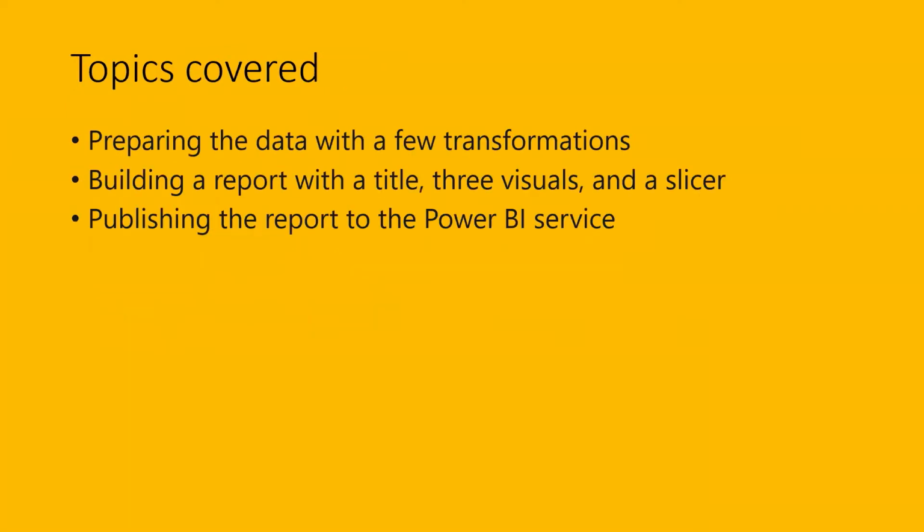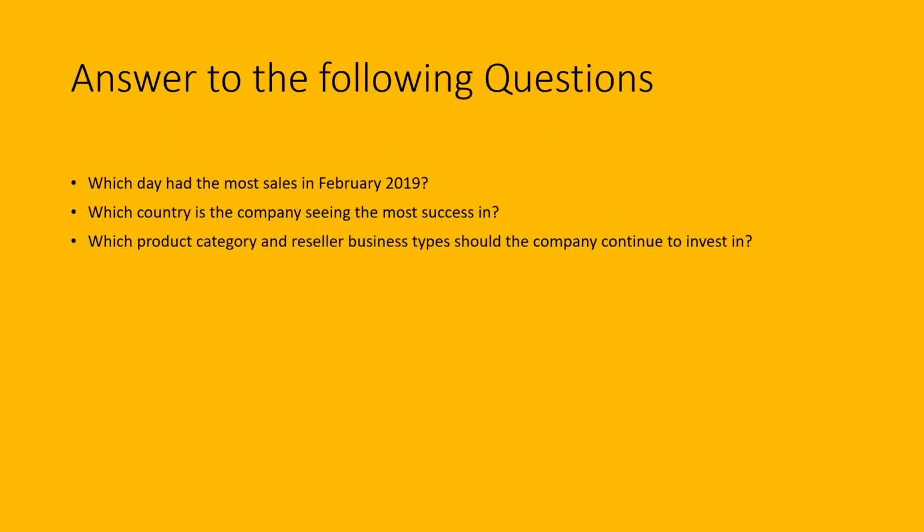We are going to cover the following topics: preparing the data with a few transformations, building a report with a title, three visuals and a slicer, and publishing the report to the Power BI service. At the end of the session, you should be able to answer the following questions: which day had the most sales in February 2019? Which country is the company seeing the most success? Which product category and reseller business type should the company continue to invest in? Having said that, let's quickly jump into Power BI Desktop and start building our report.